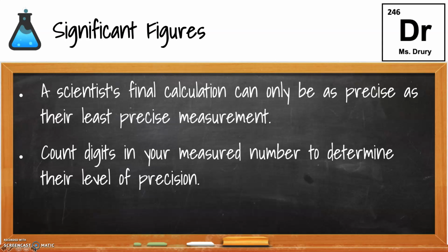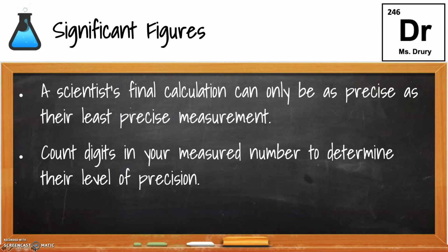So the reason we use significant figures is because a scientist's final calculation can only be as precise as their least precise measurement. So whichever one is the least accurate, has the least amount of marks on it, that makes all measurements after that not as accurate and not as precise.